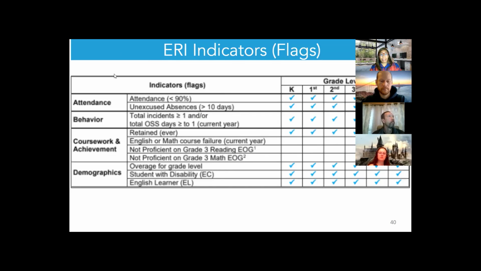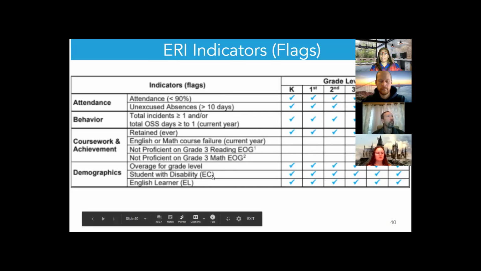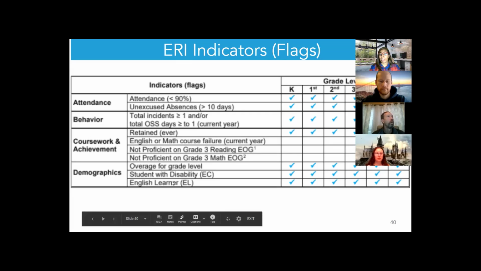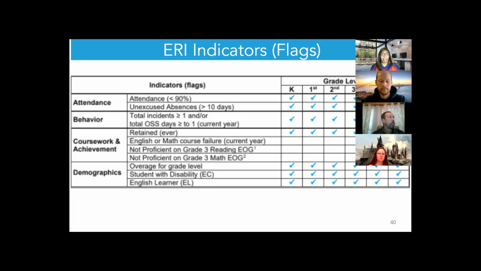The thing about the ERI is that just because the student is EC doesn't mean they're high risk. It just makes us more aware: are we meeting their needs? Do we have the supports put in place to make sure that this student does not fall behind? Same with L, right? Some of these things are just what they are. It's not self-fulfilling, like, oh, because they're EC, they're high risk. No, it just makes us more aware.